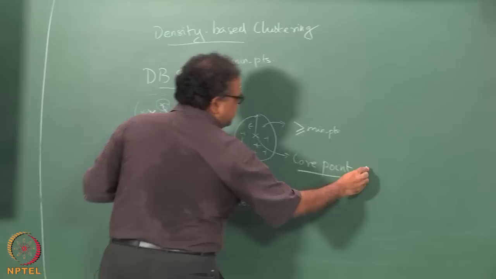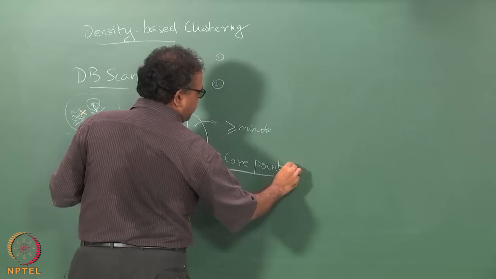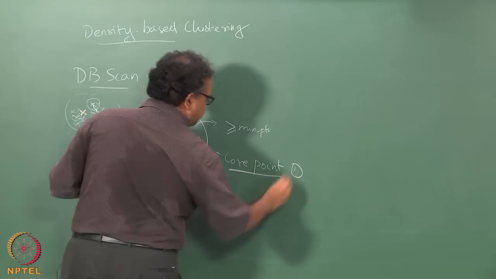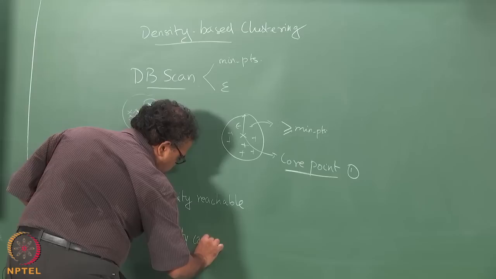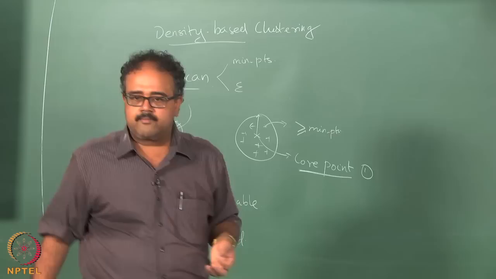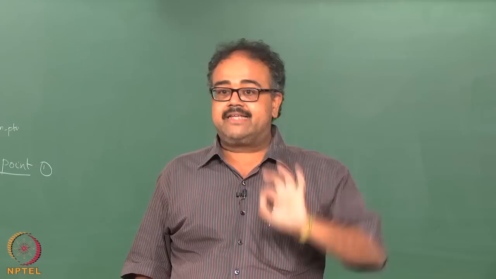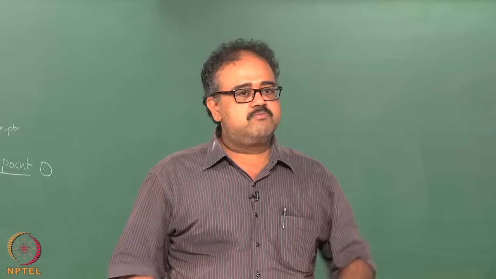So these are the definitions we have. The first definition: what is a core point? The second: density reachable. The third definition is density connected. I will say two points i and j are density connected if there exists a core point k from which both of them are density reachable.